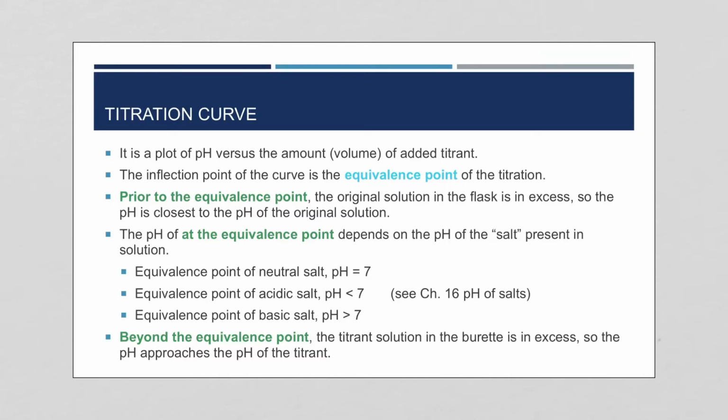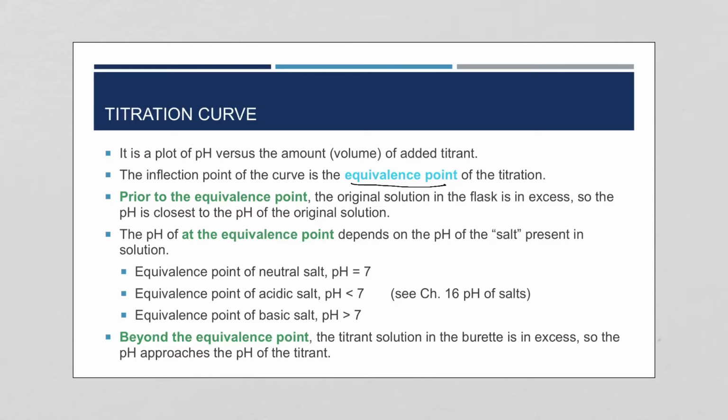Now, during this process, we can either plot as we go or gather data that will allow us to plot what we call a titration curve. And this is a plot of pH versus volume. So the pH is going to be on our y-axis, the volume added from our burette is going to be on the x-axis. And we're going to see an inflection point during this curve, and this is where the equivalence point will occur, right? Is at this inflection point.